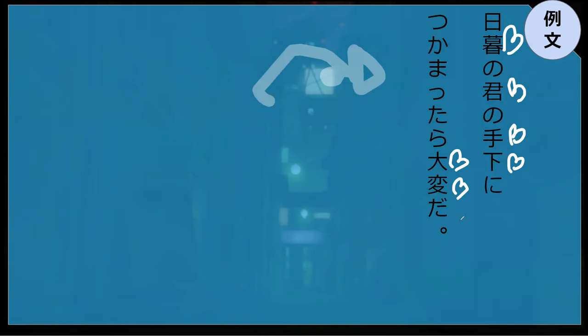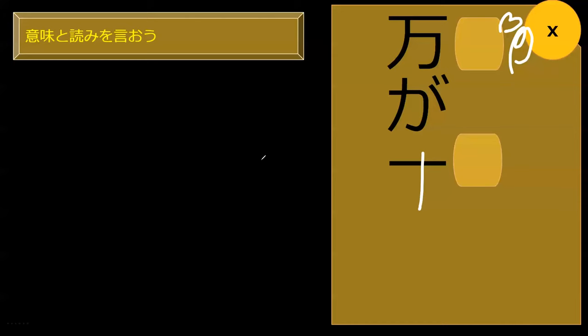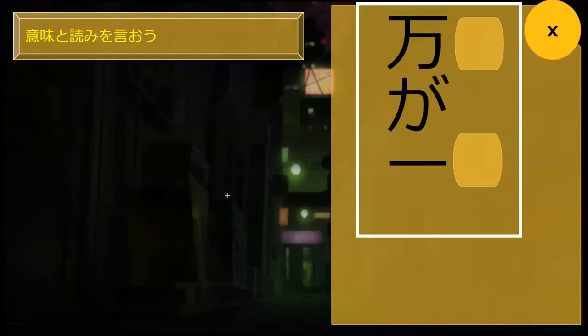So here we have tara. If we were to be captured by the minions of the Lord of Twilight, it would be disaster. It would be very trouble. Perfect. Can you read this word for me? Manga ichi. So this is an idiom, a real idiom this time.